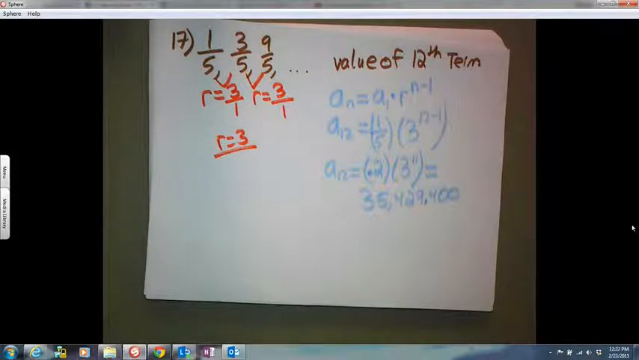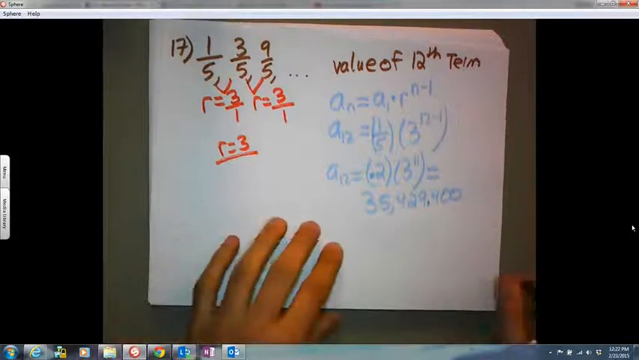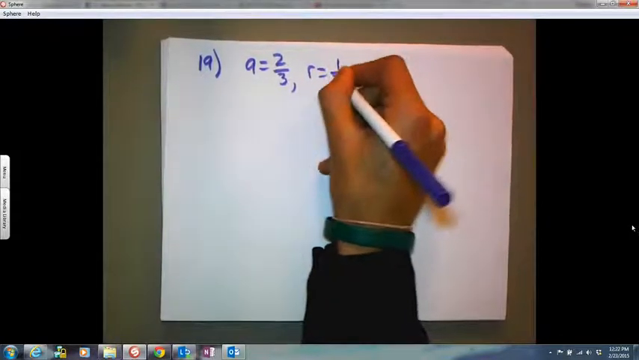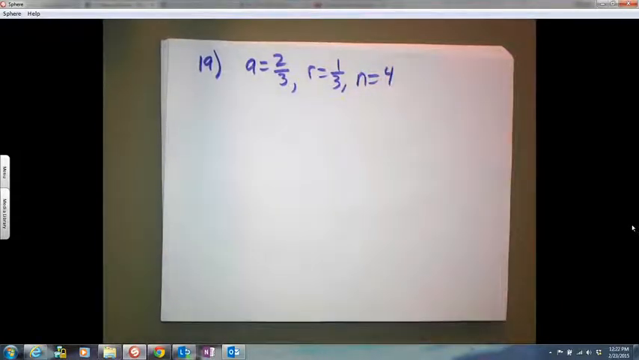The next one is number 19. So moving to number 19. On number 19 it says find the partial sum. Again, calculator active, but the work must be shown. A equals 2/3, R equals 1/3, and N equals 4. This problem might appear on the exam in the no calculator section. I'll show you how to do this without the calculator.